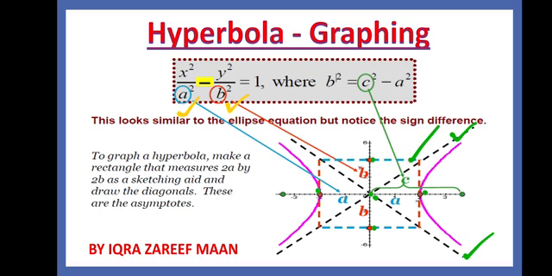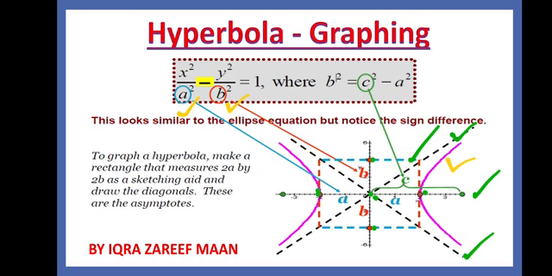Then, a is the vertex point where the hyperbola cuts the x-axis. Here the x-axis is the transverse axis. To graph the hyperbola, we make a rectangle that measures 2a by 2b as a sketching aid, and draw the diagonals. These are the asymptotes. Then we can easily draw the shape of the hyperbola.